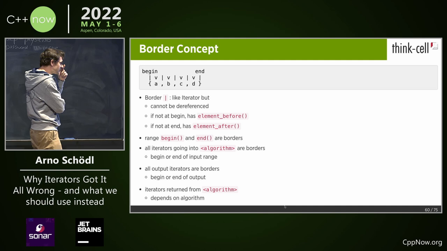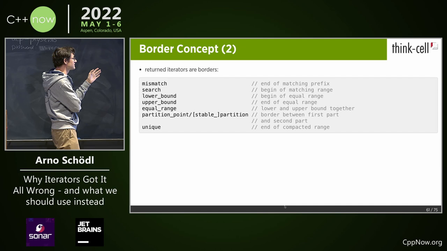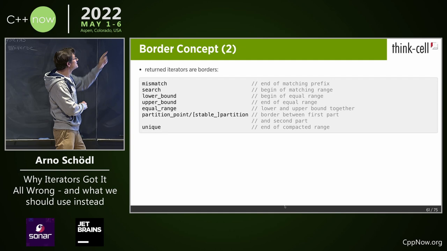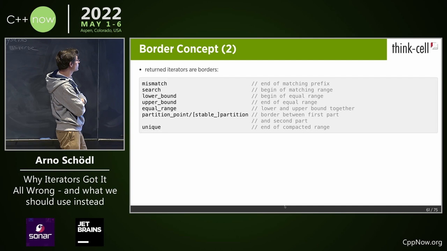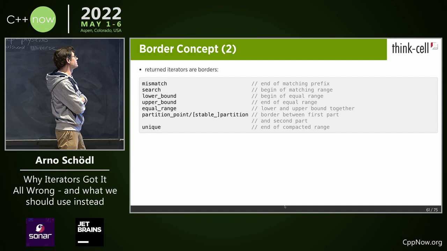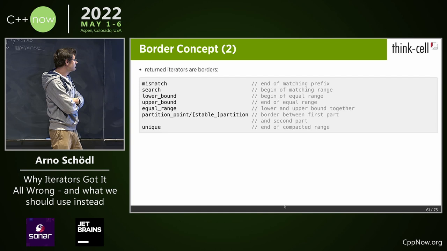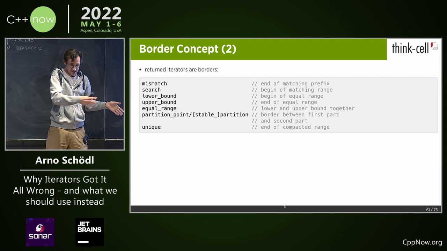The iterators that are returned from the algorithm, that depends on the algorithm. And I don't know if that's complete now with the latest C++ standard, but it's certainly a good selection. Mismatch is the end of the matching prefix. That's a border, right? These are all borders. Search is the beginning of the matching range. Lower bound, upper bound, equal range. That's pretty clear. Partition point, that's pretty clear. We have a border. Unique, that's also a border because that's the end of your compacted range. It compacted everything and then said, here's where I end. That's a border.